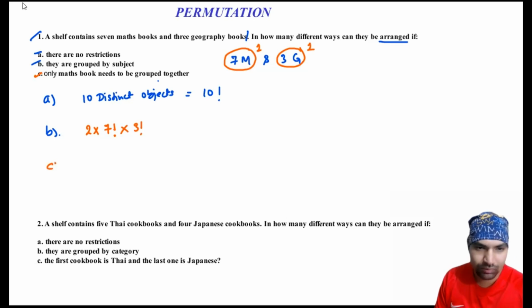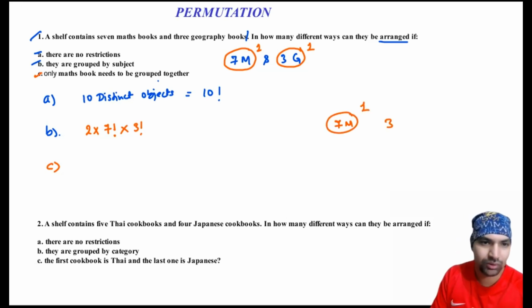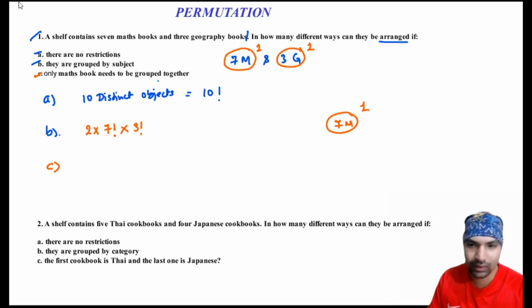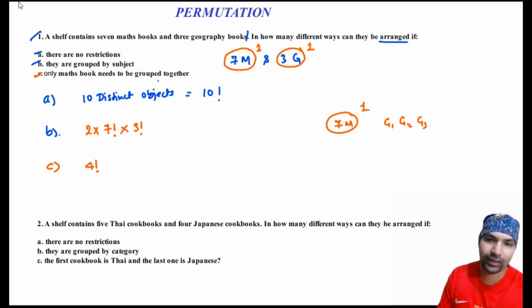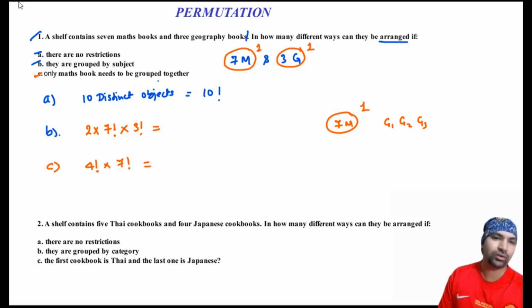Now, coming on to the C1, it says only math books need to be grouped together. So what is the concept here? This is one group and the remaining 3 geography books, which I could write as G1, G2, G3. So 3 different objects plus this entire group makes 4. So a total of 4 objects are there, which can be arranged in 4 factorial ways, multiplied by these 7 math books, which can themselves be arranged in 7 factorial ways. So 4 factorial multiplied by 7 factorial. And you can compute these values using the calculator, obviously. That will be your answer.